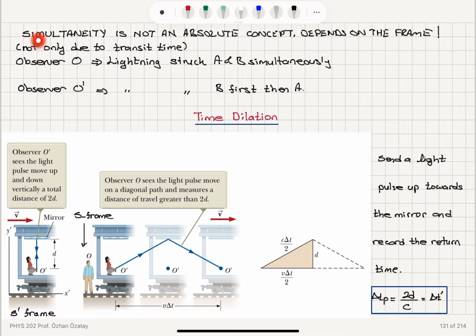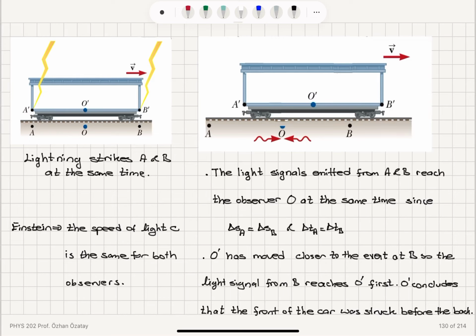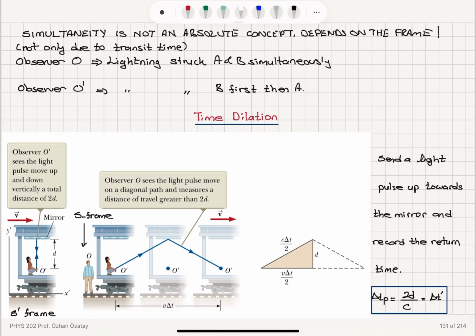This tells us that simultaneity is not an absolute concept. It depends on the reference frame. So it's not only due to the transit time of the light pulse. The speed of light c is the same for both observers, so this immediately implies that simultaneity is not an absolute concept. So we have demonstrated this. The Earth observer says lightning struck A and B simultaneously. The observer inside the train wagon says lightning struck B first, then A.